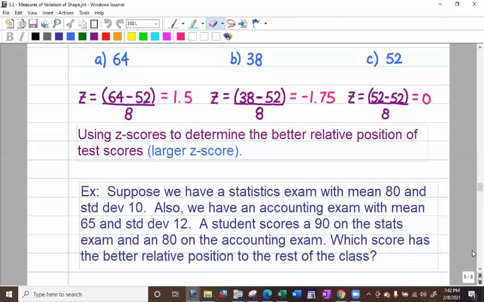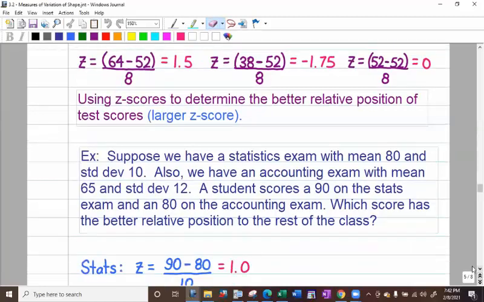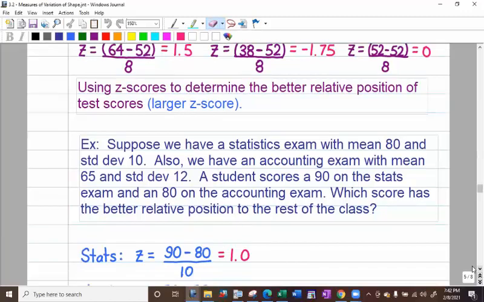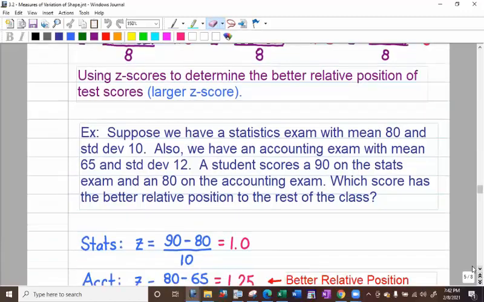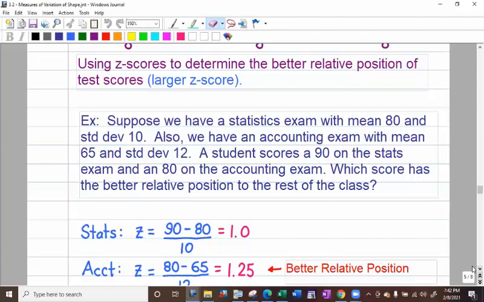So it's also a measure of position, which we're going to talk more about coming up, but that's one thing it does. So we're going to take this, and it can be the same student, the same person, taking a stats exam and an accounting exam.